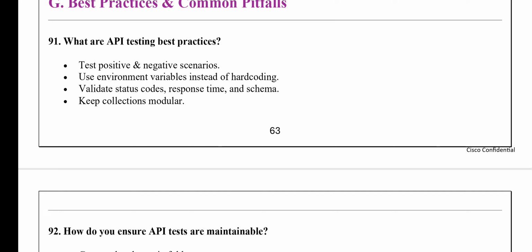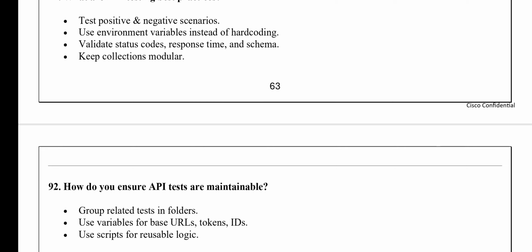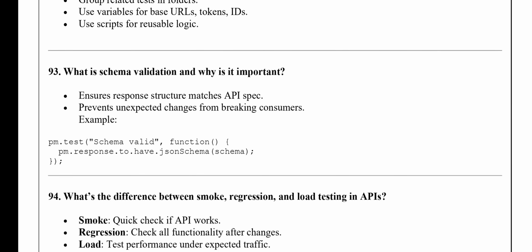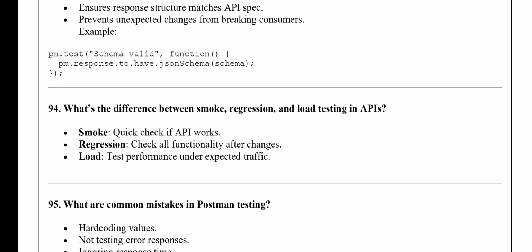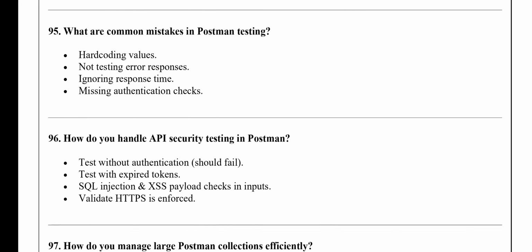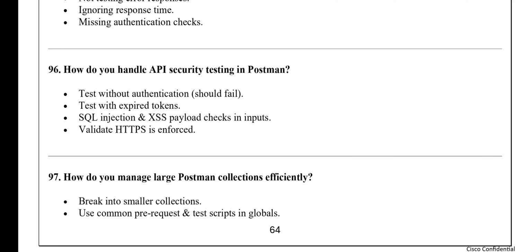What are API testing best practices? How do you ensure API tests are maintainable? What is schema validation? What's the difference between smoke, regression and load testing in APIs? What are common mistakes in Postman testing? How do you handle API security testing in Postman?